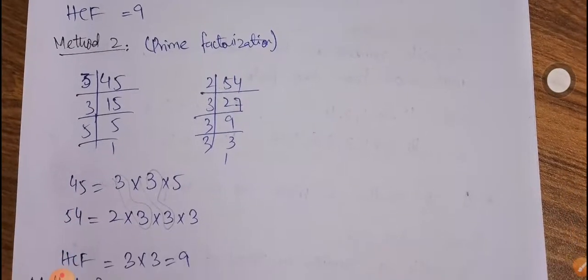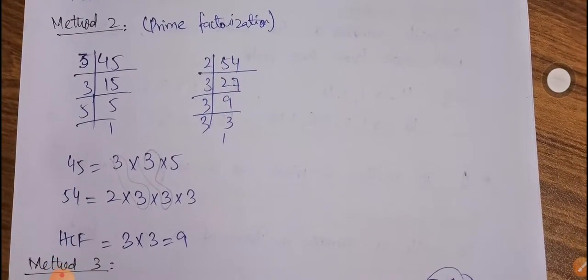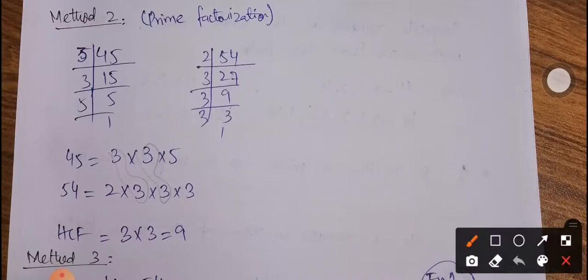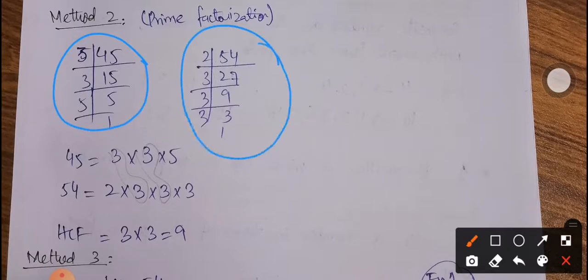Now we have the second method, in which we use prime factorization. In this method we will write down the prime factorization of 45 and 54. So here is the prime factorization of 45 and here is the prime factorization of 54. We have written them down over here. Now in the next step we will find the common number.